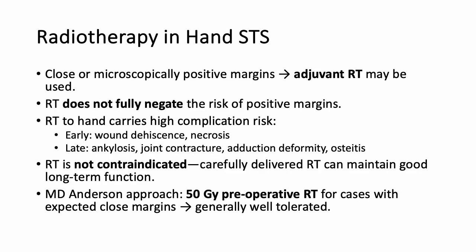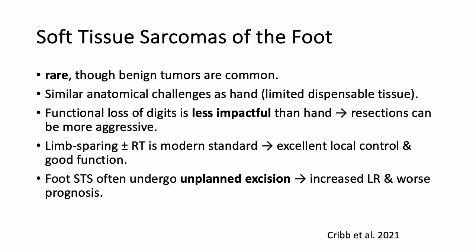As I said, RT is not contraindicated, but it is associated with contracture or deformity, osteitis as well. In the MD Anderson approach, they recommend 50 Gy preoperative RT for cases with an expected close margin in hand and foot soft tissue sarcoma. The foot has a similar scenario, but the functional loss of digits is less impactful than the hand, so the resection can be more aggressive, and we can also do amputation with a good prosthesis as well.